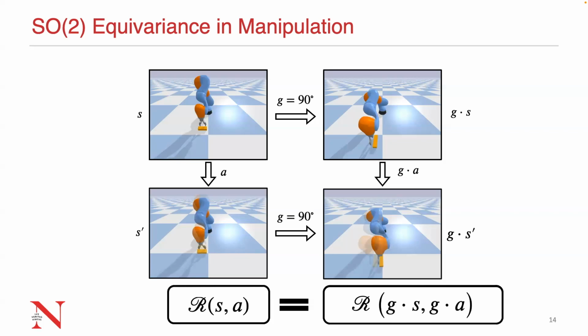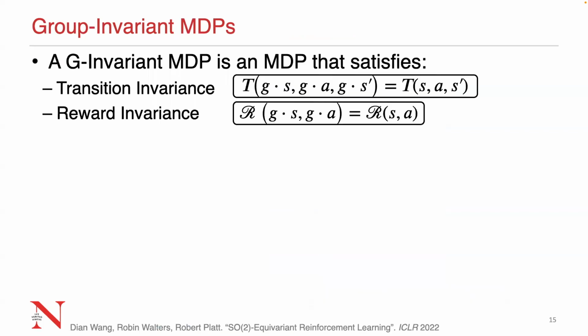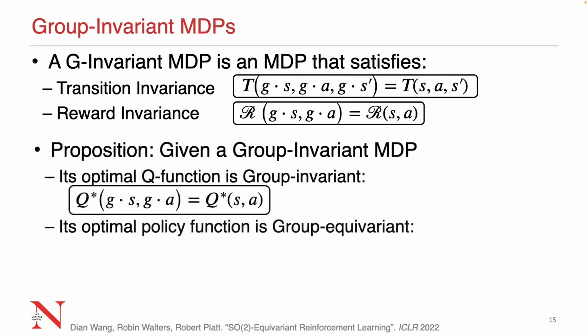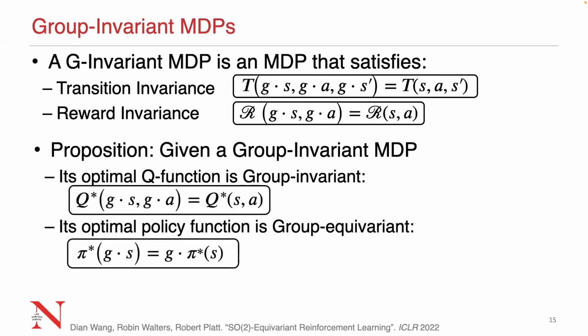So the reward function is always invariant to SO2 rotations. With that, we define a group invariant MDP as an MDP that satisfies the two invariant properties in the transition and reward functions. So we found out that given any group invariant MDP, we can prove that its optimal solutions are also group equivariant. In particular, the optimal Q function is going to be group invariant. A Q function represents the quality of taking action A at a given state S.